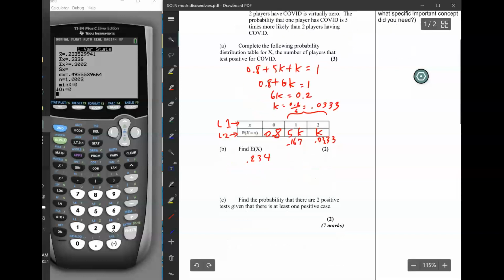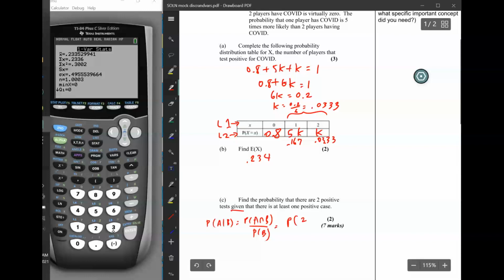Find the probability that there are 2 positive tests given that there is at least 1 positive test. And this is a conditional probability problem, which means whenever you see the word given in a probability problem, that means it's conditional probability. Go to the formula booklet and grab the conditional probability formula, which is the probability that A given B is equal to the probability that A and B both happen, which is A intersect B, divided by the probability that B happened.